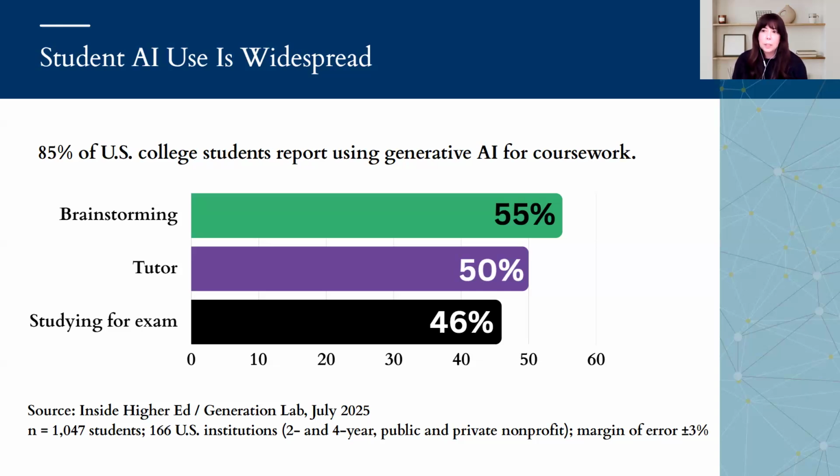So it's an approximation, of course, for our students here at Rush. But what this survey found is that 85% of college students report using AI for some form of coursework. Now, within that survey, the students who were willing to disclose their AI use predominantly indicated that they were using AI for tasks like brainstorming, for tutors, or for studying for exams.